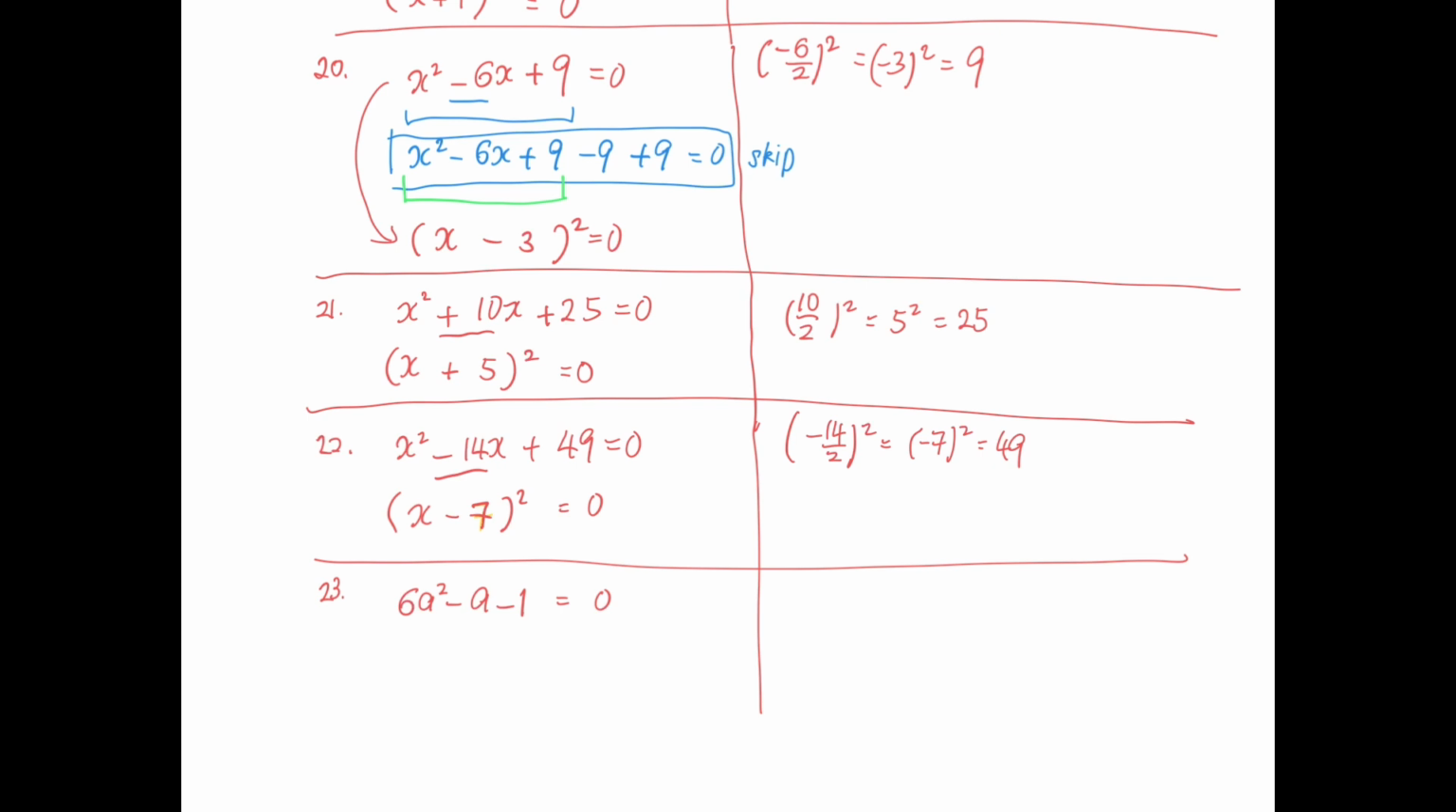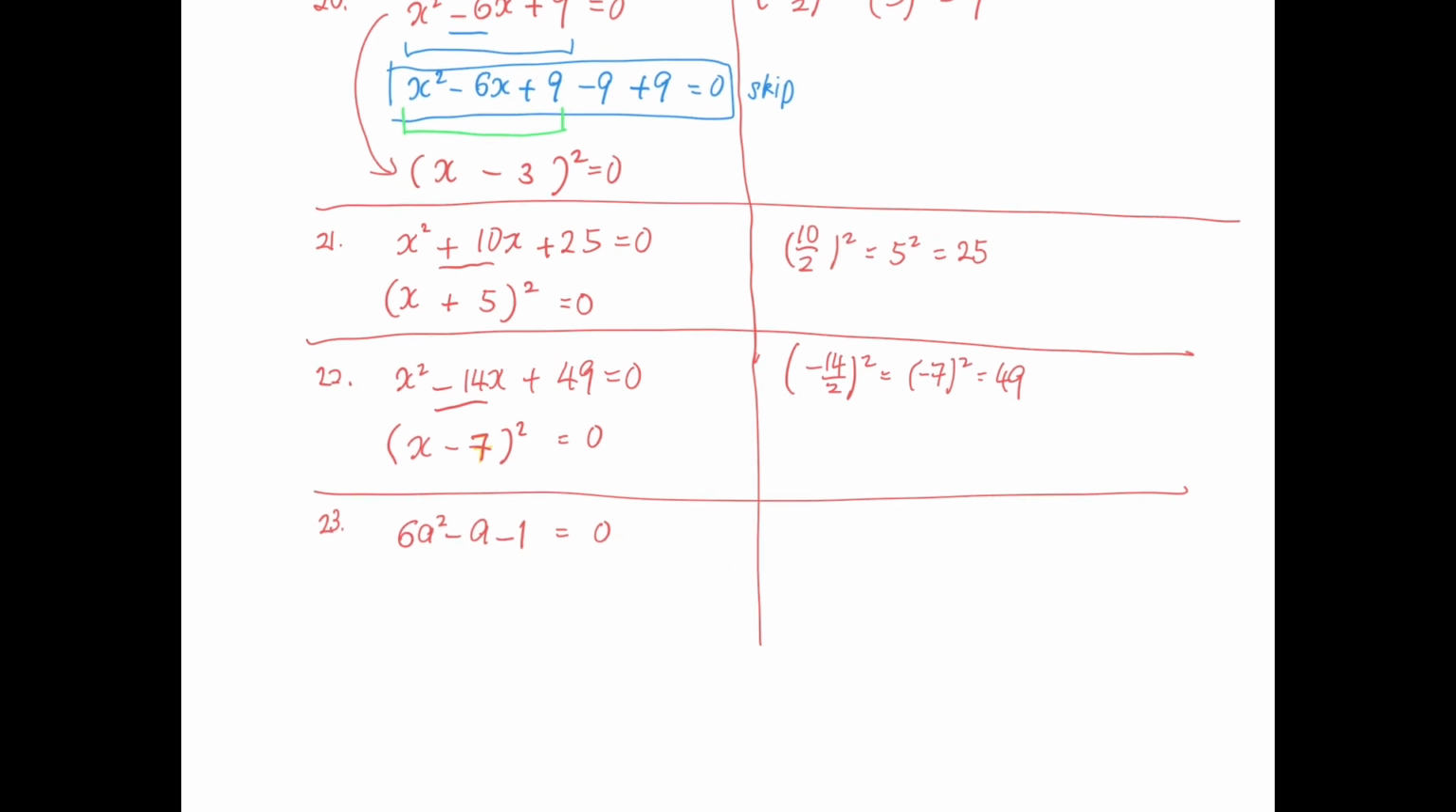Okay, so if we are going to do completing the square for this, now we have to divide by 6 first, to get rid of the coefficient. So we have a squared minus 1 over 6a minus 1 over 6 equal to 0. Then we focus on minus 1 over 6.